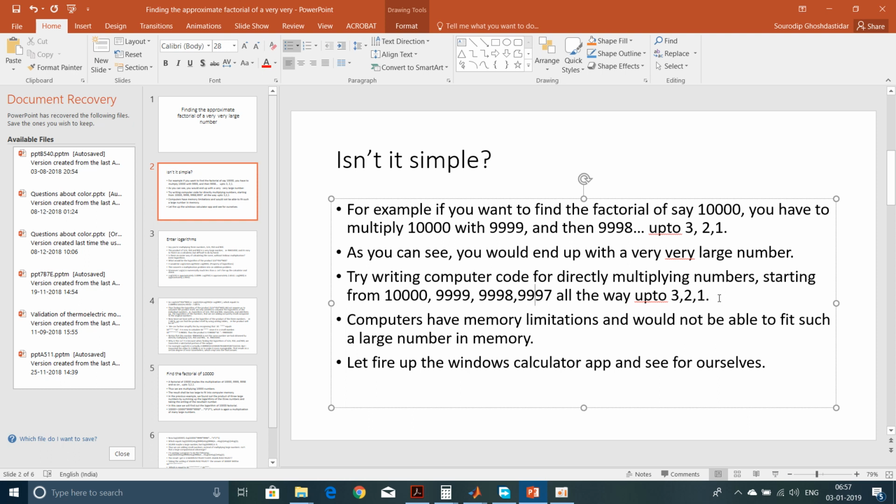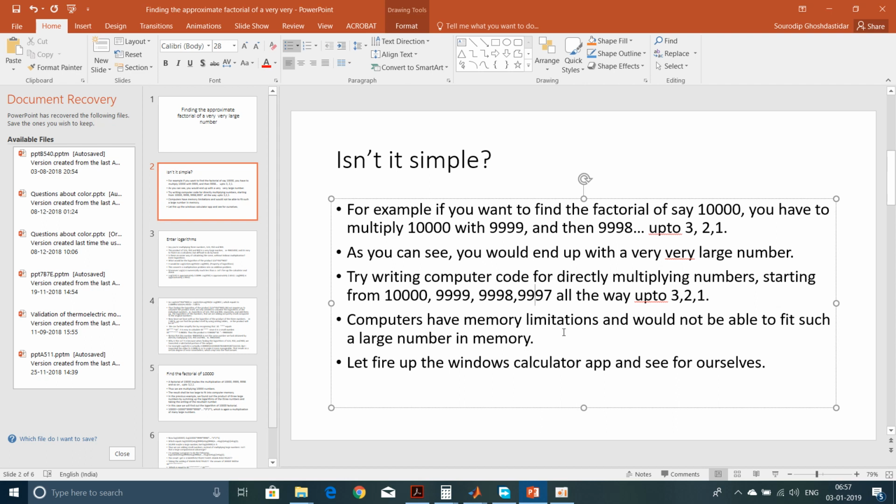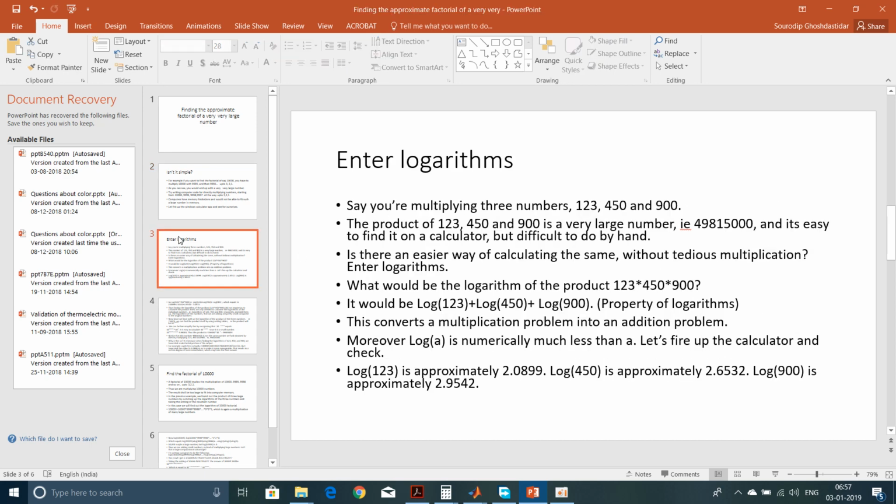But as you saw just now in the example of the calculator app, it doesn't have that kind of memory to accommodate such a large number. Multiplying all these numbers would end up to a very, very large number. So computers would normally not be able to fit such a large number into their memory. So we have to find a way out of this. So enter logarithms. We'll be using logarithms to reduce the complexity of our problem.